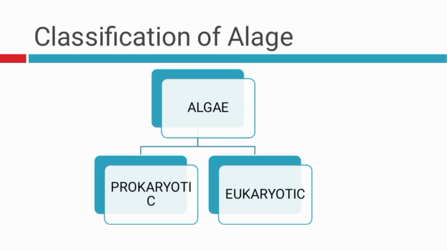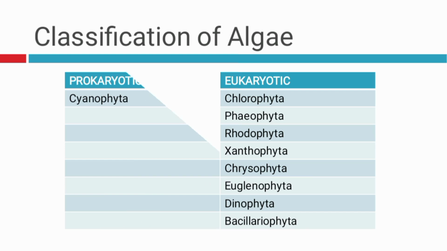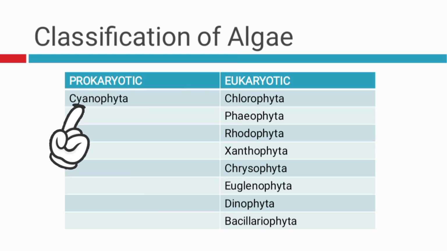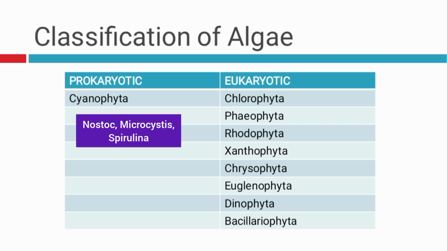And so the first thing you need to remember when you are classifying algae is that they can be broken down further into the prokaryotic and the eukaryotic. For the prokaryotic, we have just one division or phylum. Division is the same thing as phylum, and so we have the cyanophyta, which is the blue-green algae. And these are the examples of organisms you can find under the cyanophyta.